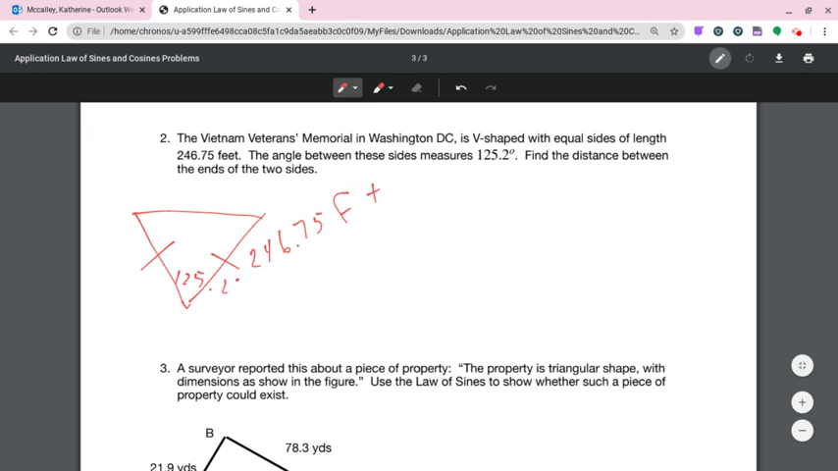Find the distance between the ends of the 2 sides. They want you to find this over here. If I label that C, that would be the distance they want us to find. So that's the non-congruent side of the triangle.